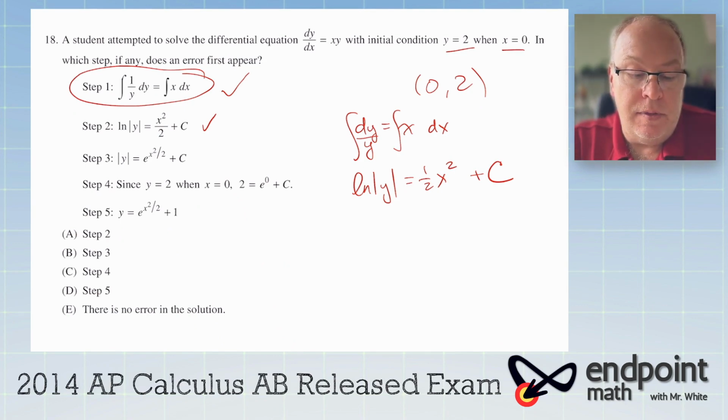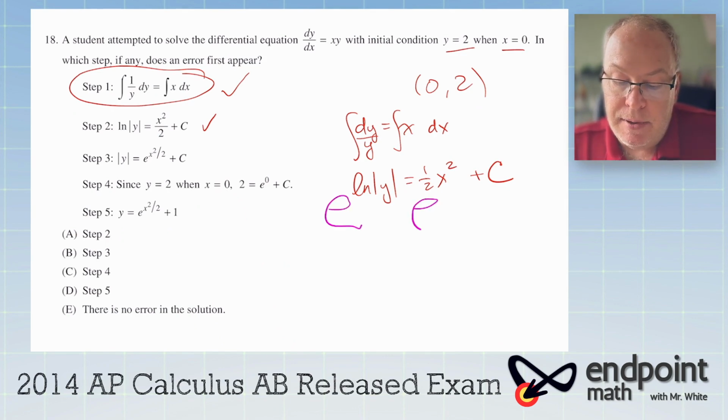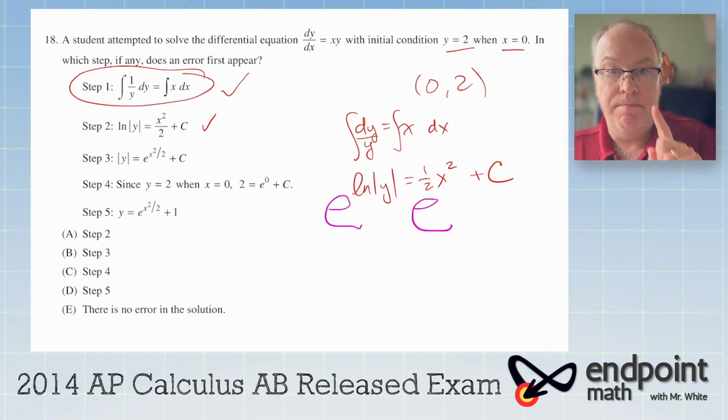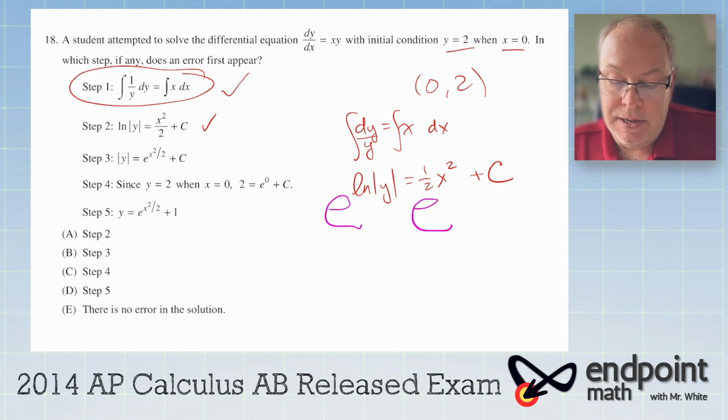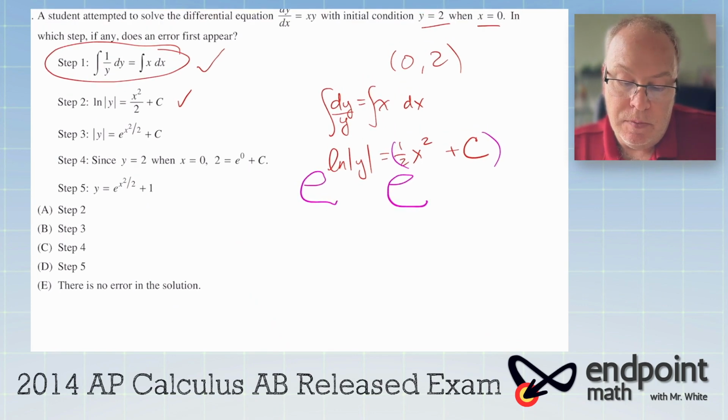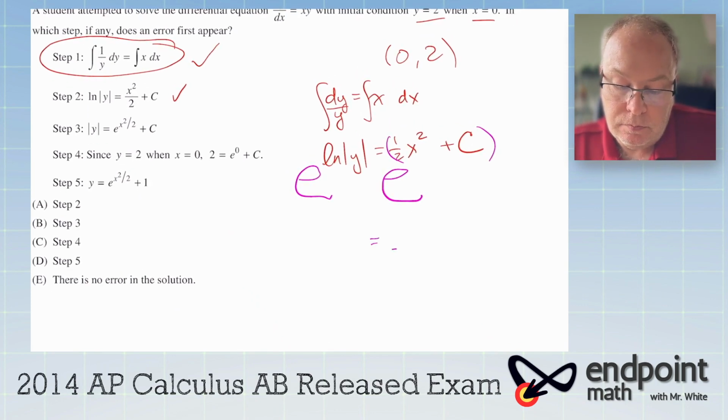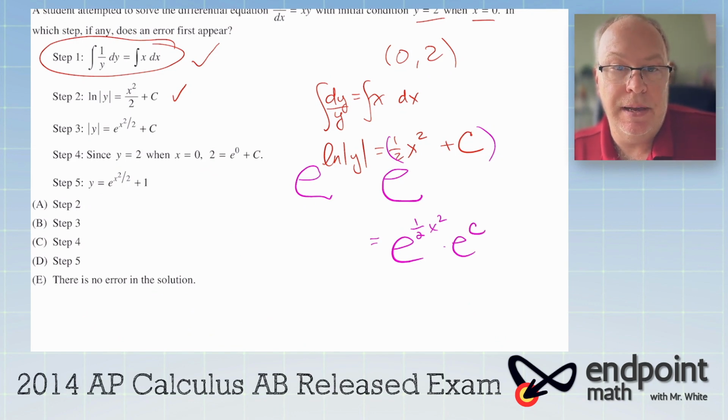Now what did they do? They got rid of the natural log by basically putting a base e on both sides, but they didn't quite do it correctly. This plus c shouldn't just be slapped at the end. Look what I did here. It should actually be up in the exponent. Remember, when you're adding exponents like that, it's the same thing as multiplying. So you could think of that as e to the c being up there.